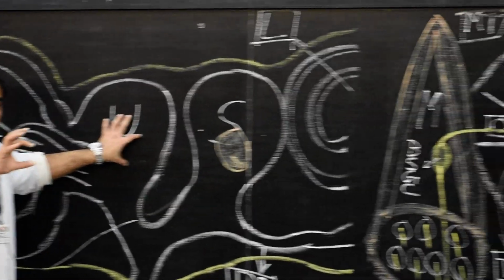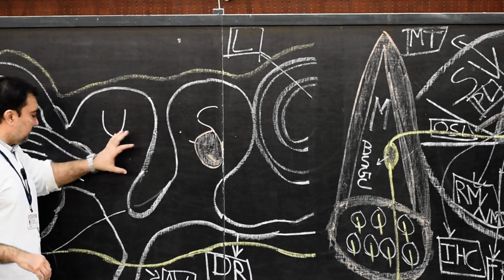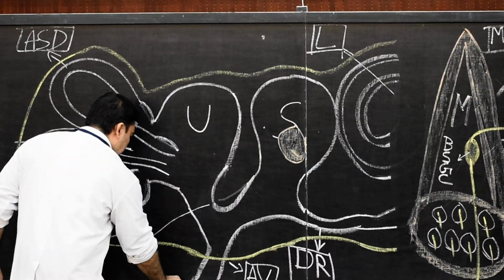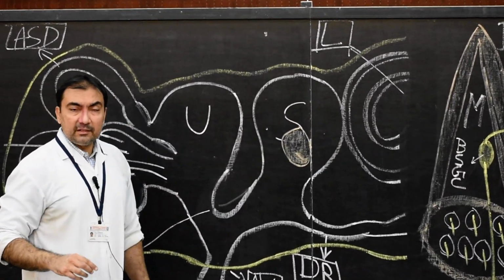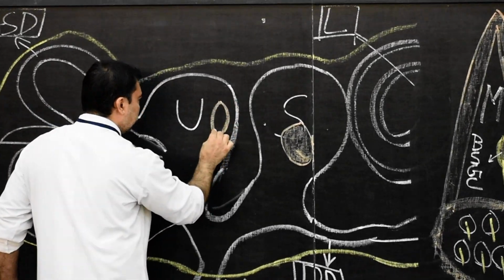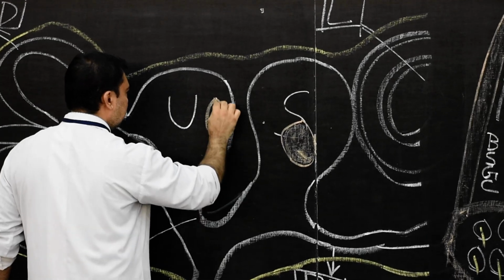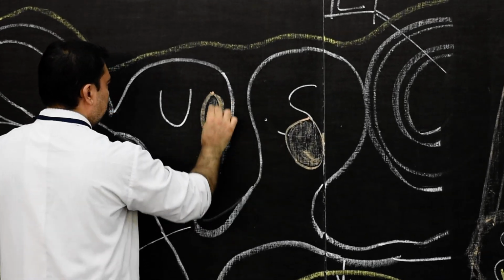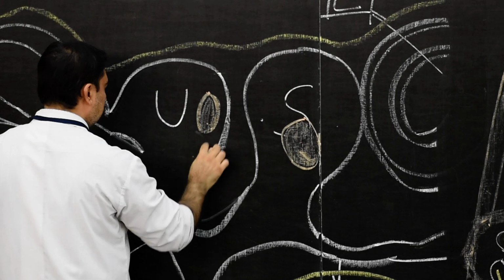So first we will draw the same segment of the utricle. Where is the macula located in the utricle? It is located on the floor and anterior wall. So let us draw here. The floor and anterior wall of the utricle is the location of the macula.